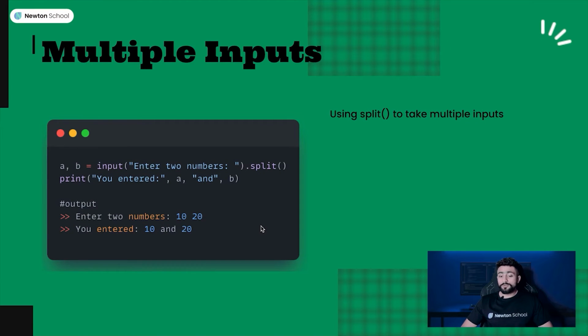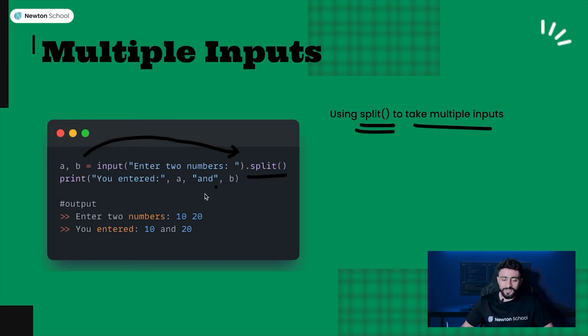So let's say I want to take multiple inputs. You can use the split function to take multiple inputs. For example, I take input and I want 2 numbers. So how can you get 2 numbers in one go, a comma b, using the split function? So it will take a and b as these 2 numbers, 10 and 20. So this is how you can use split to take multiple inputs, right?